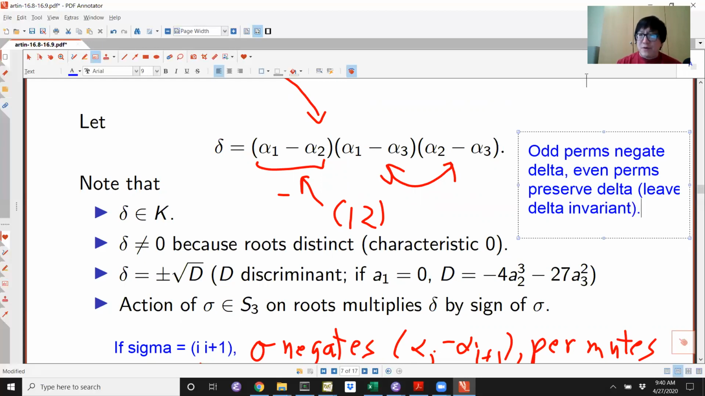Okay, so is everybody good with the square root of the discriminant?